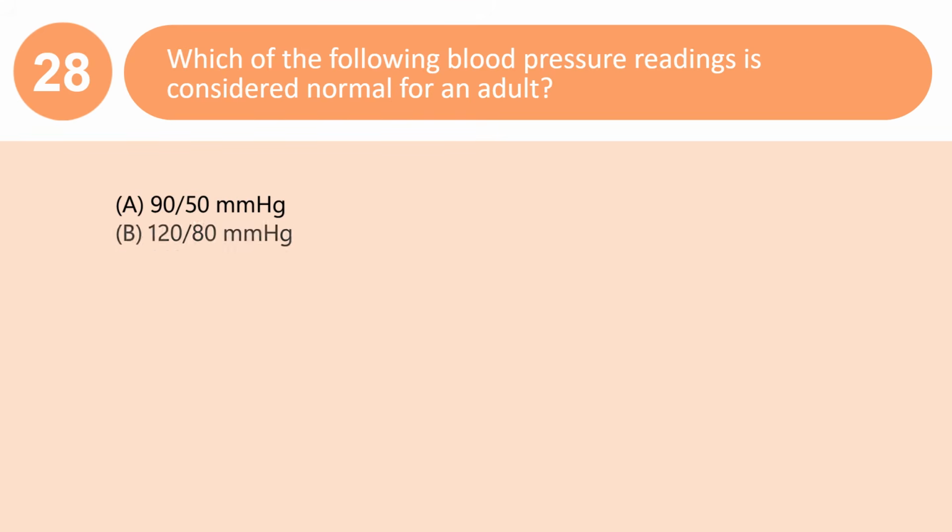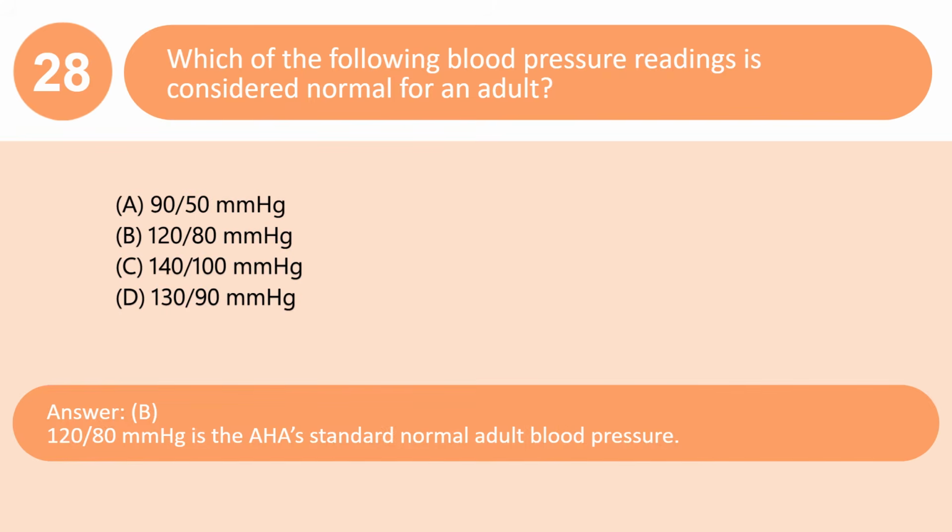Which of the following blood pressure readings is considered normal for an adult? A. 90/50 mmHg, B. 120/80 mmHg, C. 140/100 mmHg, D. 130/90 mmHg. Answer: B. 120/80 mmHg is the AHA's standard normal adult blood pressure.